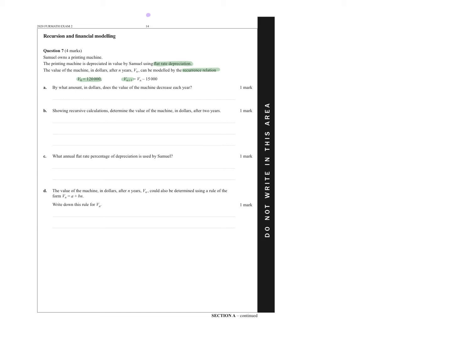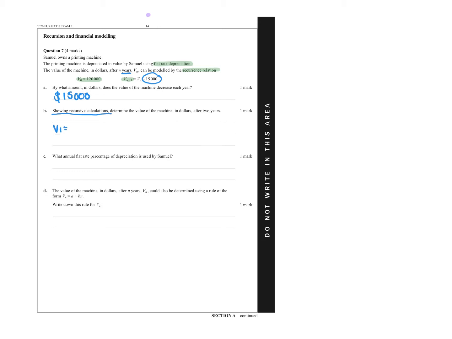So that's pretty easy. We can see that this is a model for years. So every year it's going down 15,000. Showing recursive calculation, so you've got to be careful. I actually want you to determine the value of the machine after 2 years. So you need to show the formula.